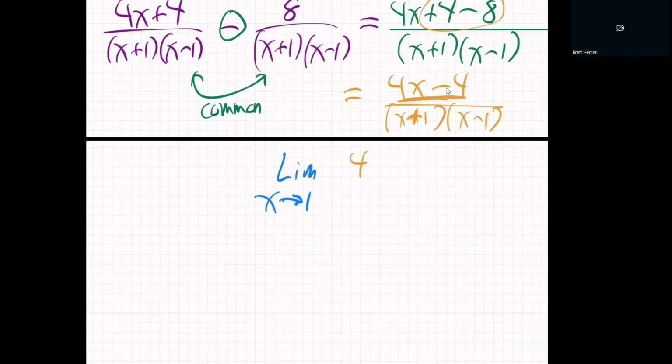You might say, well, plug in the 1 again. If you plug in the 1, you're going to get 0. This part will be 0. It's not going to work. So now we're almost there. I know it seems like forever here. Factor that top.